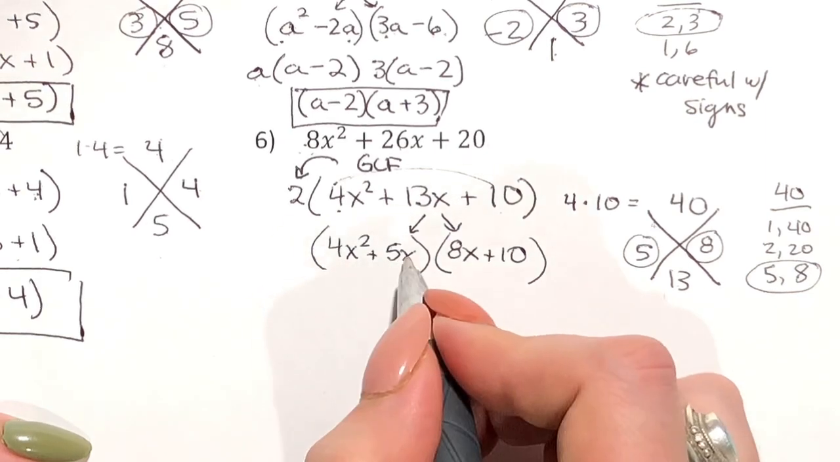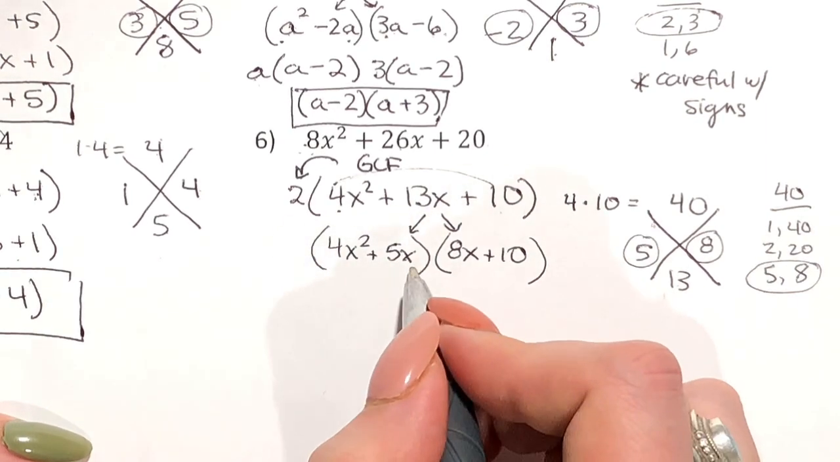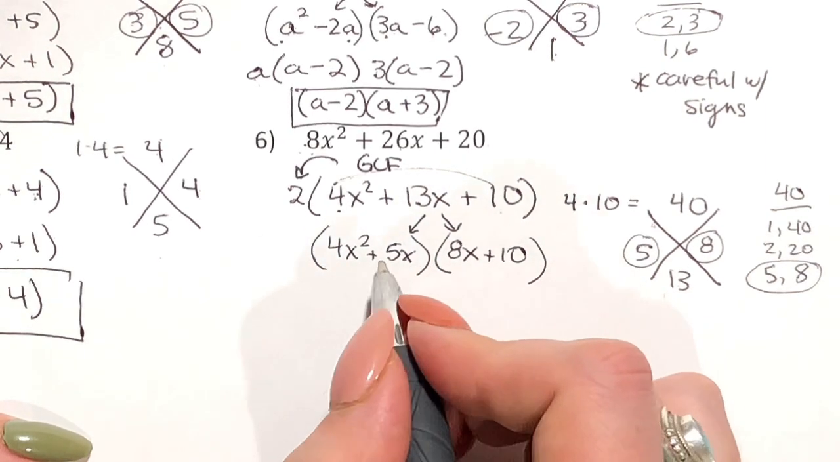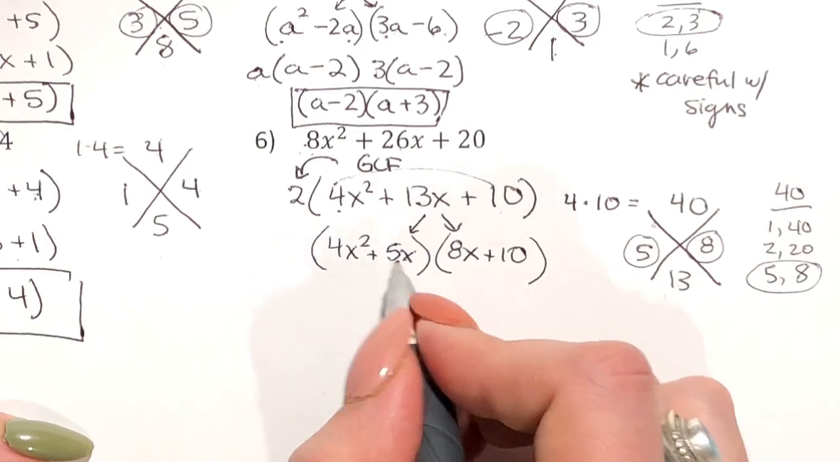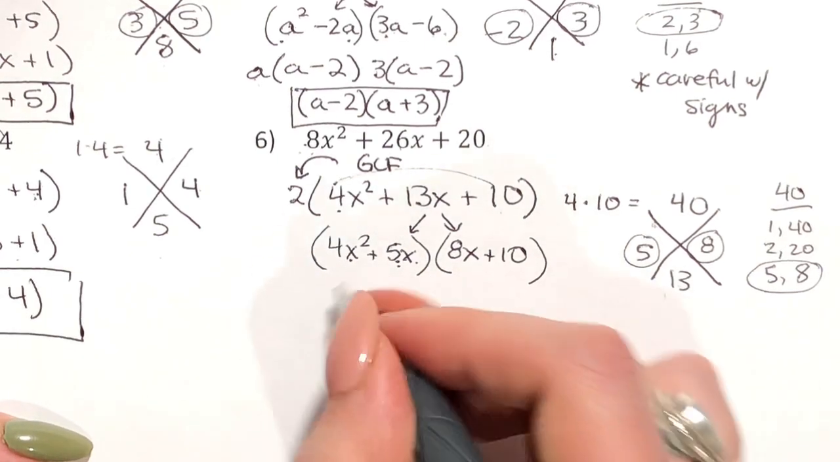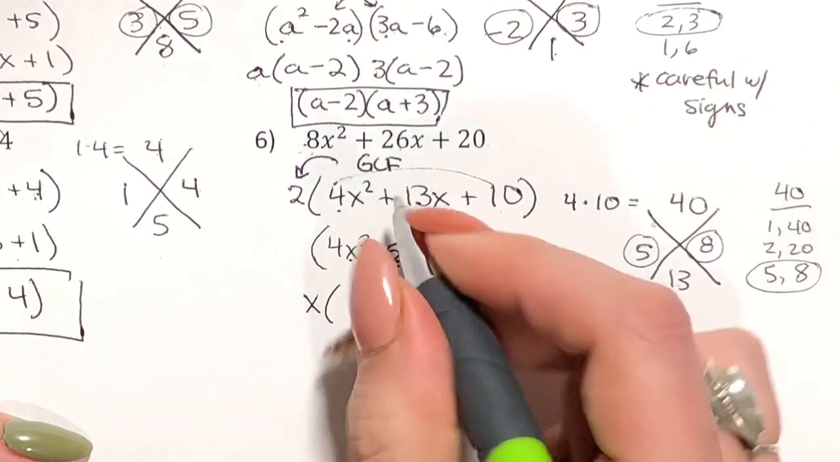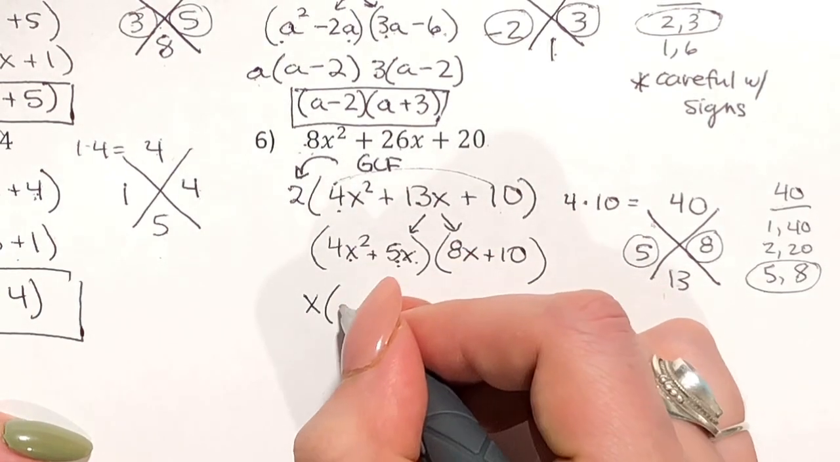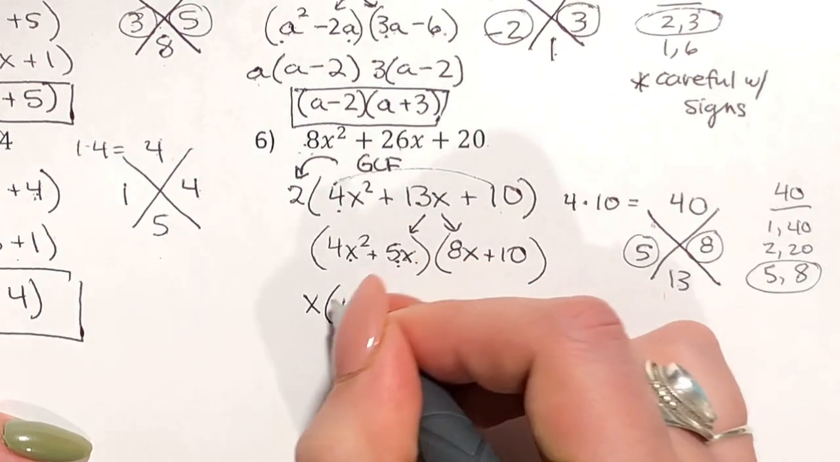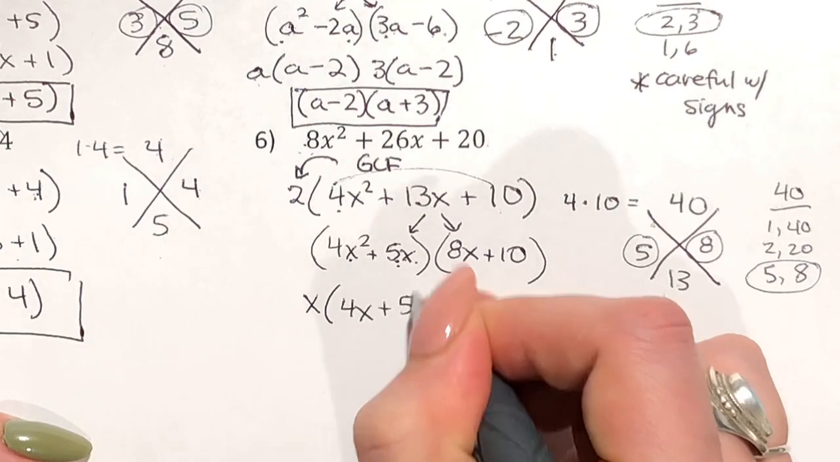So looking at this first group, 4x squared plus 5x, we want to take out the greatest common factor. We can't take a number from 4 and 5, but from our x's, we can take at least one x from each term. So 4x squared divided by x is 4x, 5x divided by x is 5.